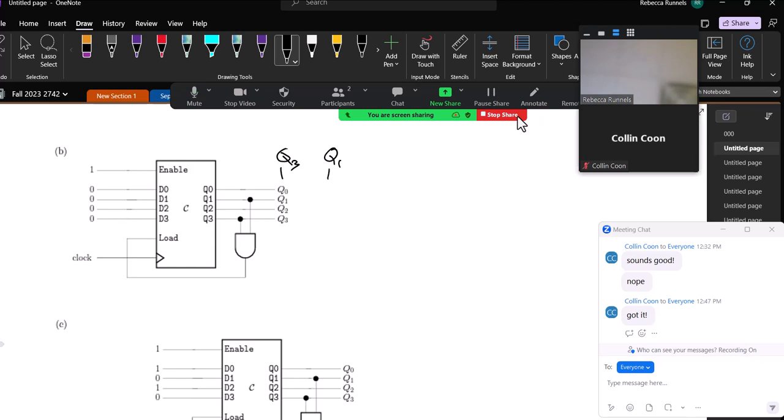And the first time that happens is going to be when it loads again. So we have Q3, Q2, Q1, Q0. It loads with 0, 0, 0, 0. And the first time we get Q3 equal to 1 and Q1 equal to 1, that's going to be when we reload.